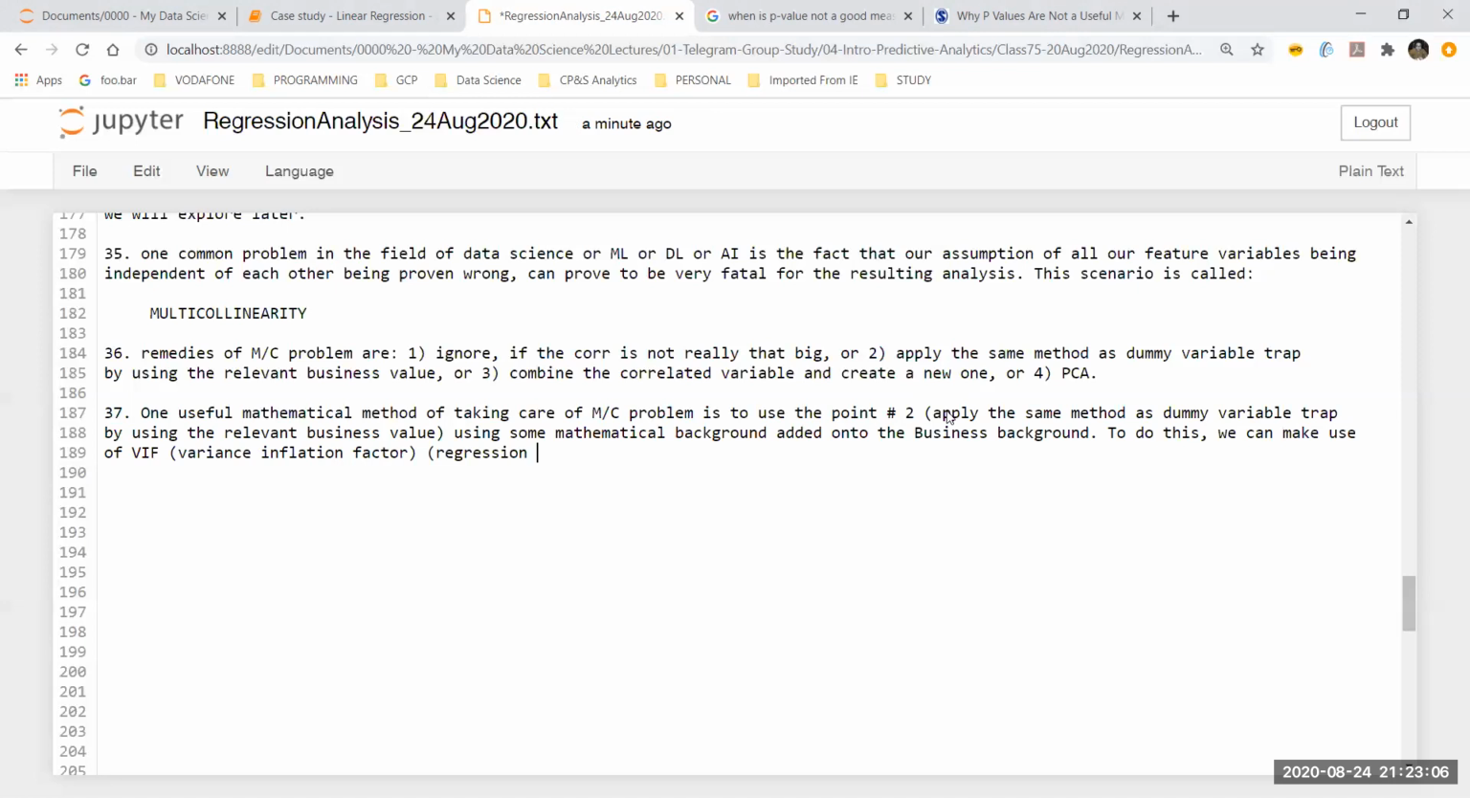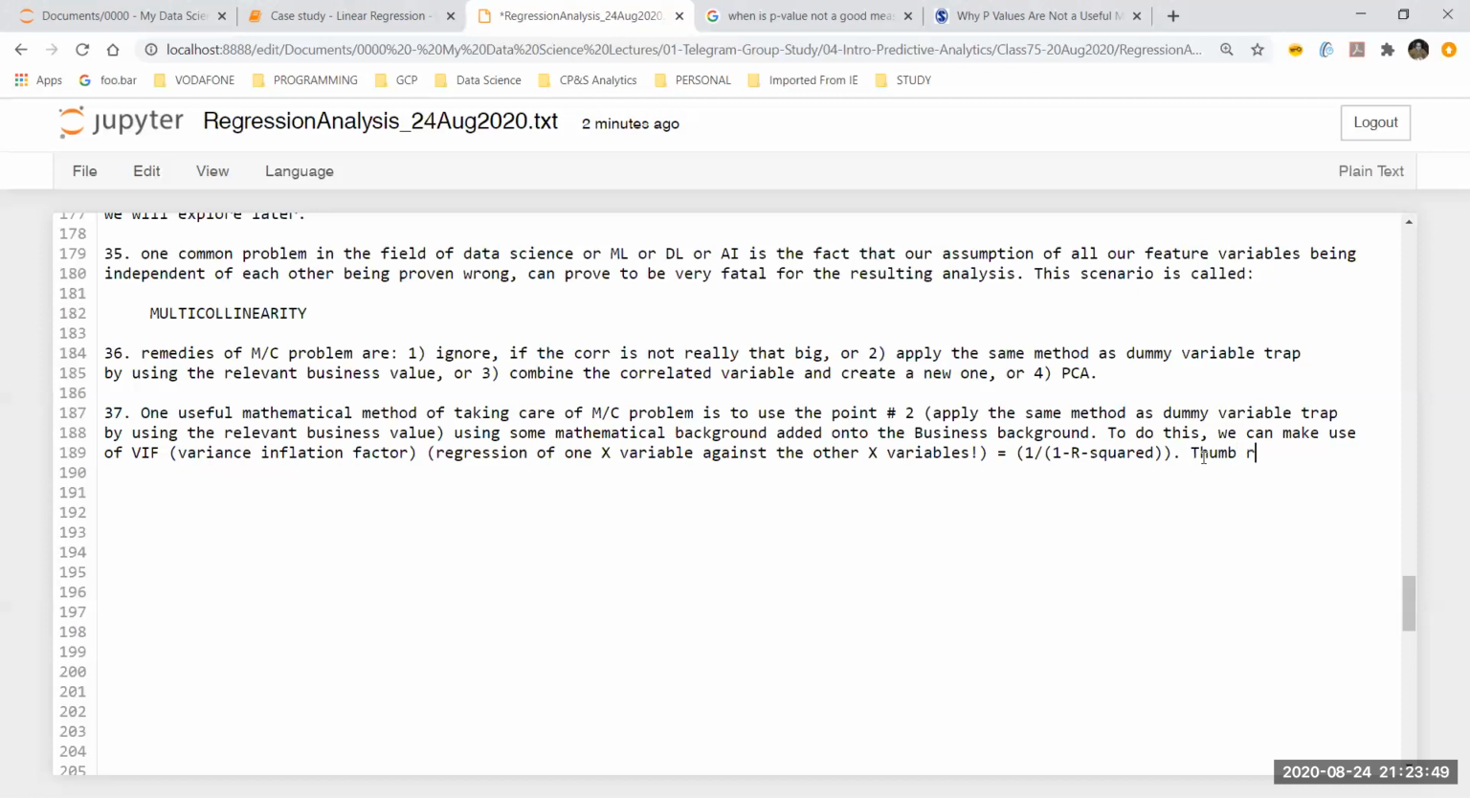Variance inflation factor is nothing but a regression of one x variable, or one independent variable, against the other x variables, which is mathematically given by the formula 1 divided by 1 minus R squared. That division is done to penalize, and the VIF is what I get.